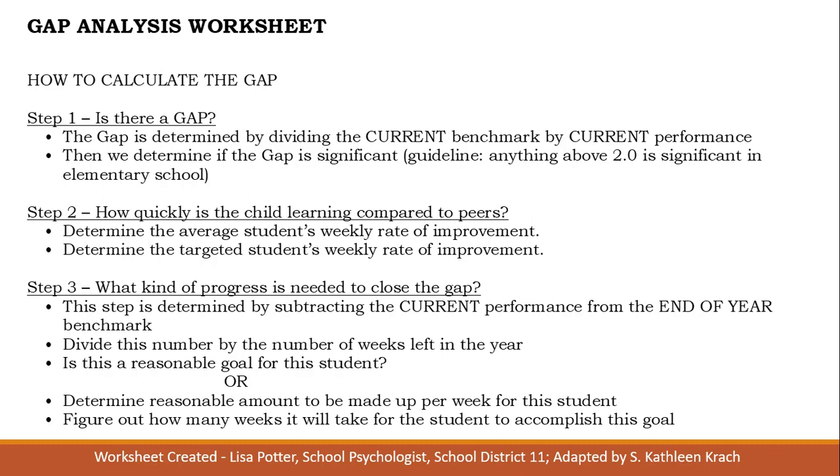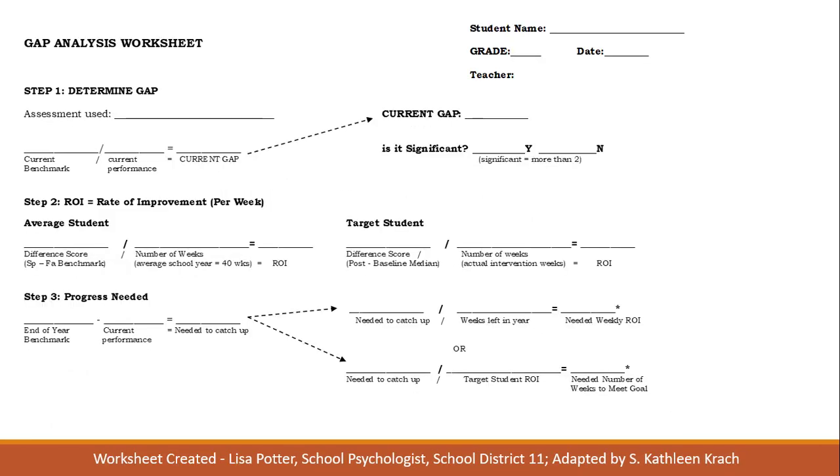First is there a gap? And then the second is the child, what is their rate of improvement? And what is the average rate of improvement? How different are those? And then finally, what do we need to do for the child to bridge the gap? And is the intervention that's currently working, is it practical to think that if we let it keep going, that it will eventually bridge the gap? So the worksheet has these 3 different steps. Step 1 is the determination of the gap. Step 2 is determining the rate of improvement. And step 3 is the progress needed.